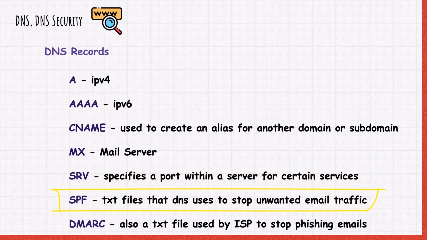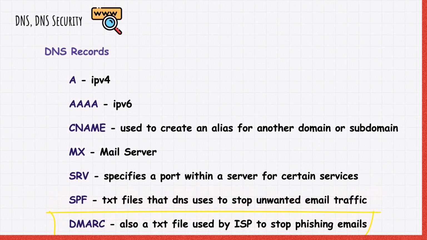A DNS SRV record specifies a port within a server for certain services, and we have SPF records, which are TXT files that DNS uses to stop the unwanted email traffic and to check if the email truly came from the domain from which it says it came. And we also have DMARC record, which is also a TXT file used by ISPs to stop unwanted or phishing emails.